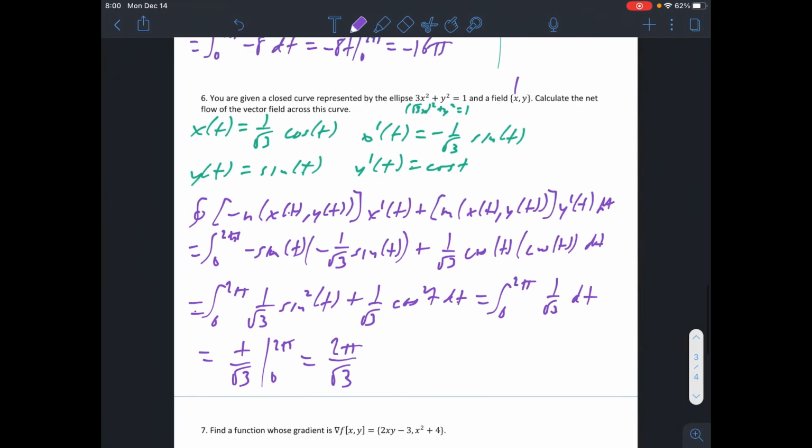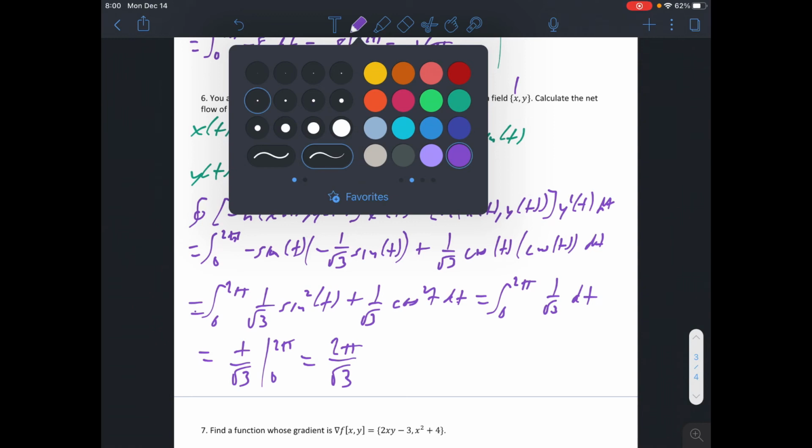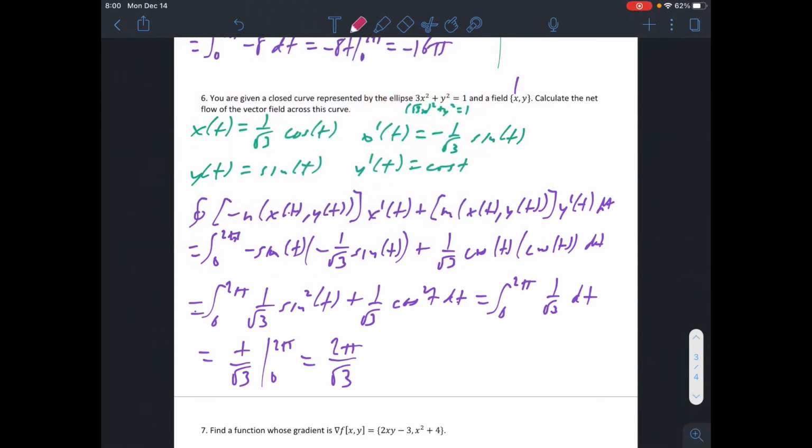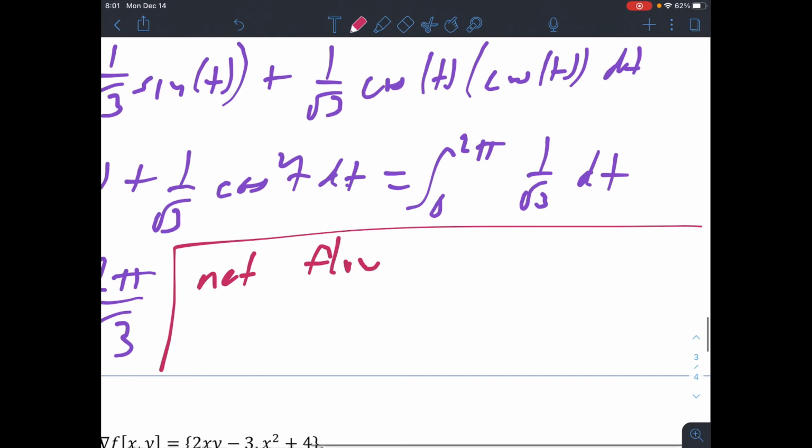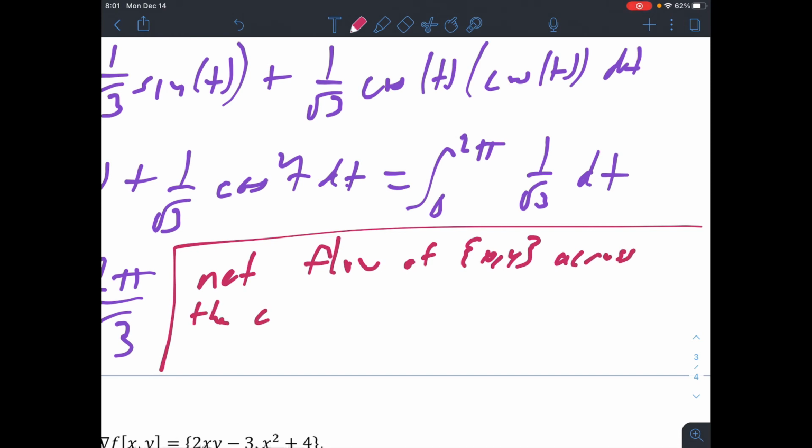Really, that's all that matters here, is that it's positive. We don't actually need to know what the number is, as long as we know that it's positive. So what does that tell me? It tells me the net flow of the field xy across the curve, or across the ellipse, since it's positive, is with the vectors, so inside outside.